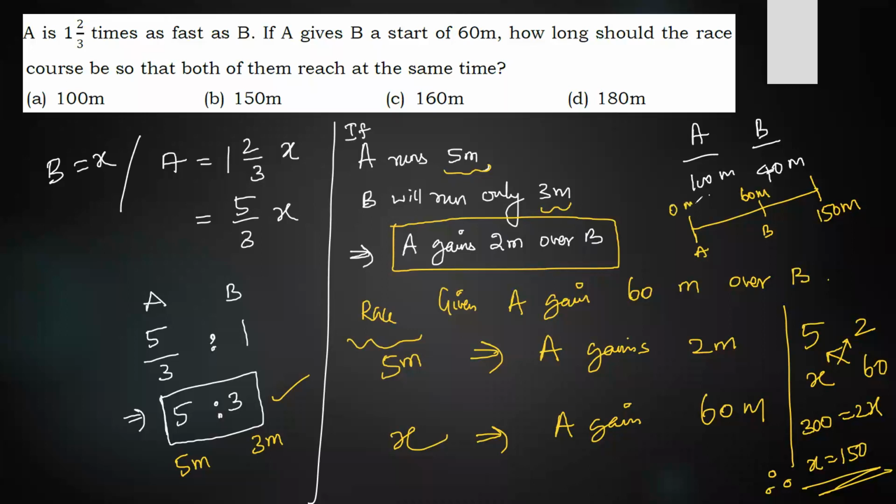Next one, similar to this question. Yes, if it is 150 meters, they will reach at the same time. 150 meter race, right? So A gives B a start of 60 meters. So B will be at 60 meters. A will be at 0 meters. So B runs only 90 meters to finish the race, right? At the same time, A has to run 150 meters to get there.